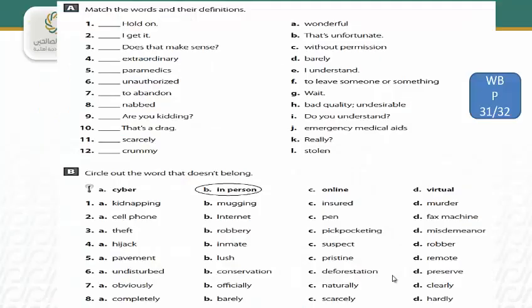Okay, well done. Now let's move to the workbook, and that's going to be on page 31. Page 31 of your workbook. Match the words and their definitions. We've got hold on, I get it, does that make sense? Extraordinary, paramedics, unauthorized, to abandon, nabbed. Are you kidding? That's a drag. Scarcely. Crummy.